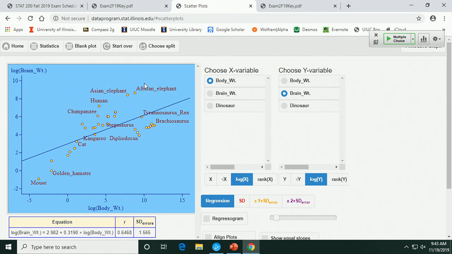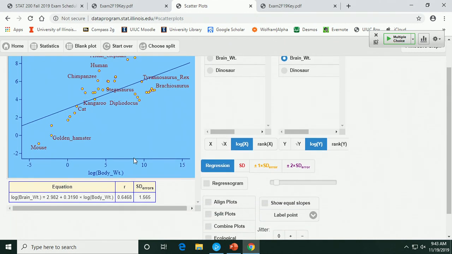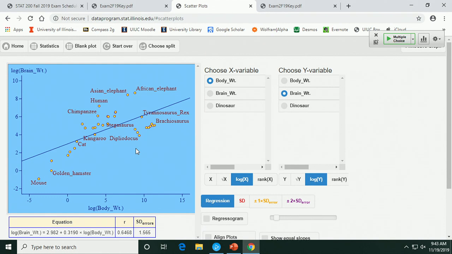So we can do a better job of fitting these animals by doing what? By splitting it into two pieces. So dinosaurs and, not humans, mammals. These are all land animals. All right, so let's do that and see if it fits better.